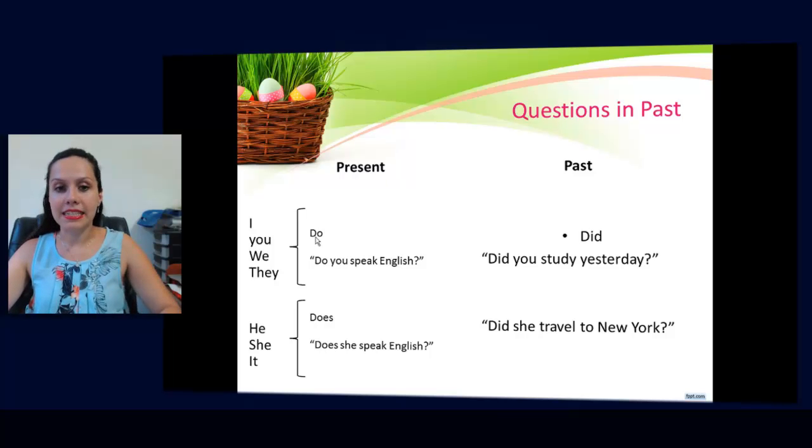Para presente, si se acuerdan, vamos a utilizar el auxiliar do para preguntas en el tiempo presente, para I, you, we, they. Example, do you speak English? For he, she, it, I am going to use does. Does she speak English?